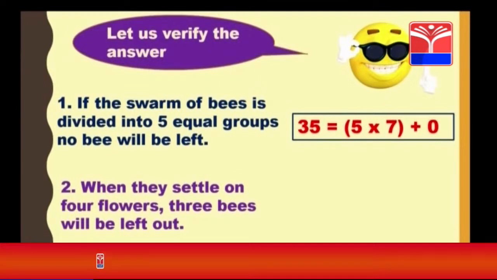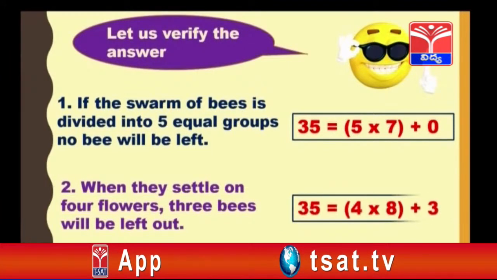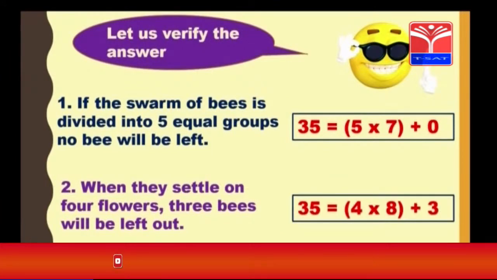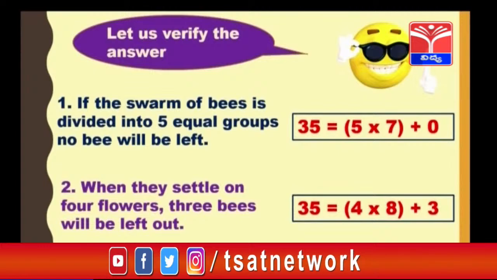And the second one is, when they settle on 4 flowers, 3 bees will be left out, which can be converted to 35 = 4 × 8 + 3. That means 8 bees are sitting on each of the 4 flowers, so there are 3 bees left out.